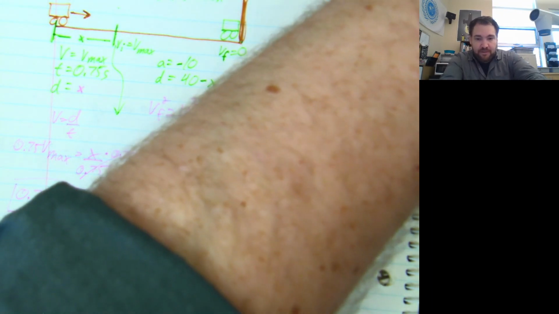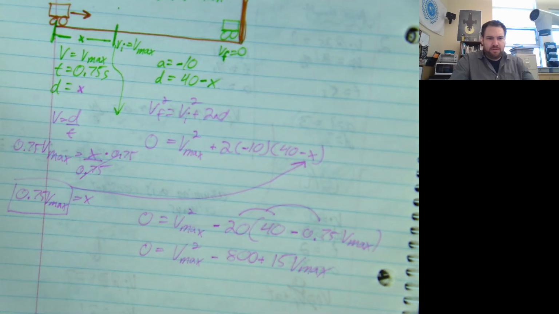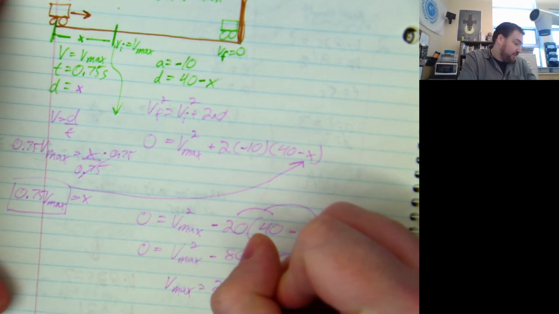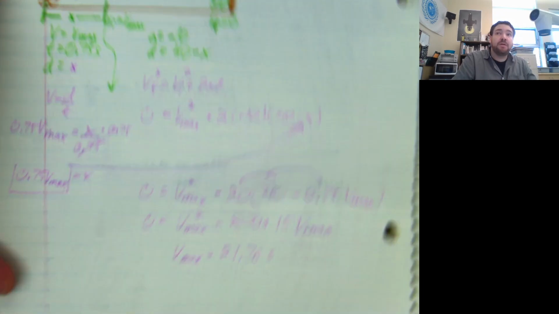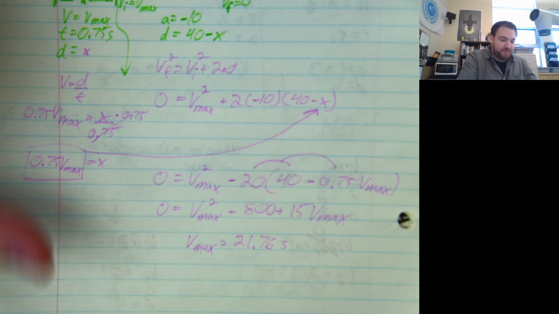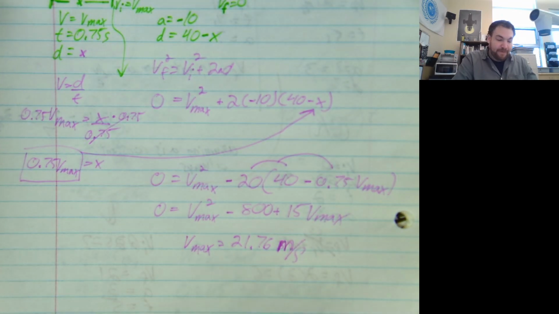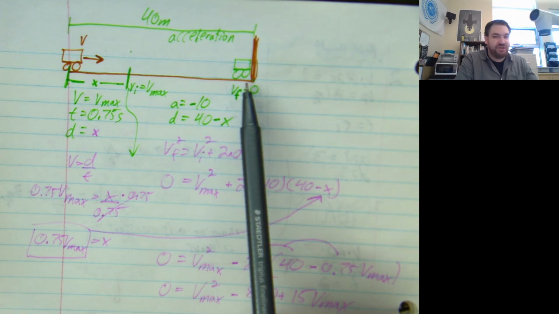X squared minus 800 plus 15x equals 0. Your solutions are negative 36.76 or positive 21.76. So the negative velocity doesn't make sense. If you solve this thing, this one I did not give you the answer for, 21.76 meters per second. So that is the absolute fastest buddy can go and be able to brake just touching the wall.